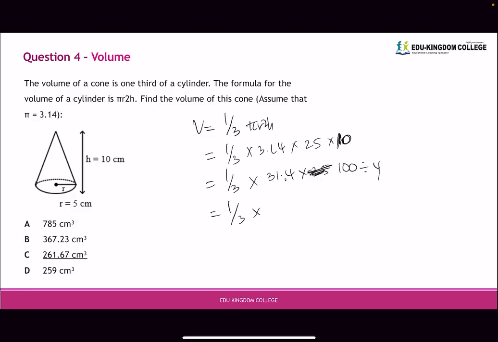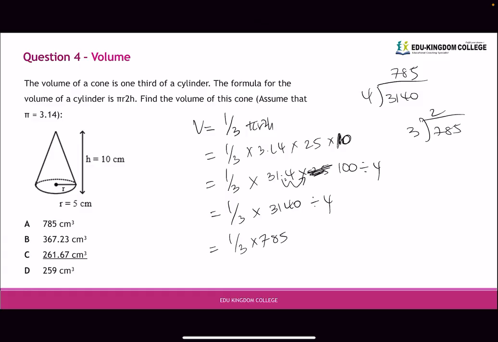So 1/3 times 3,140. The decimal point moves 2 to the right. So 3140 divided by 4. If you do the maths with 3140, I believe you should get 785. So 785 divided by 3, because it's times 1/3. So 3 times 785 should give you, so 2, left over is 1, 6, so it should be 260 something.